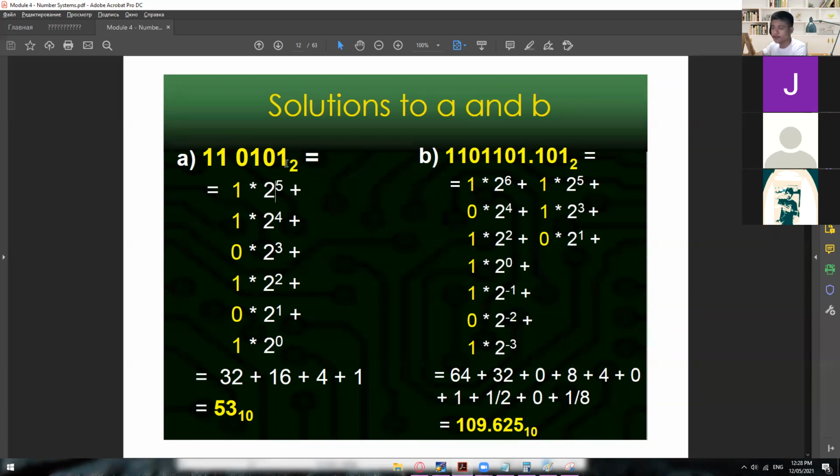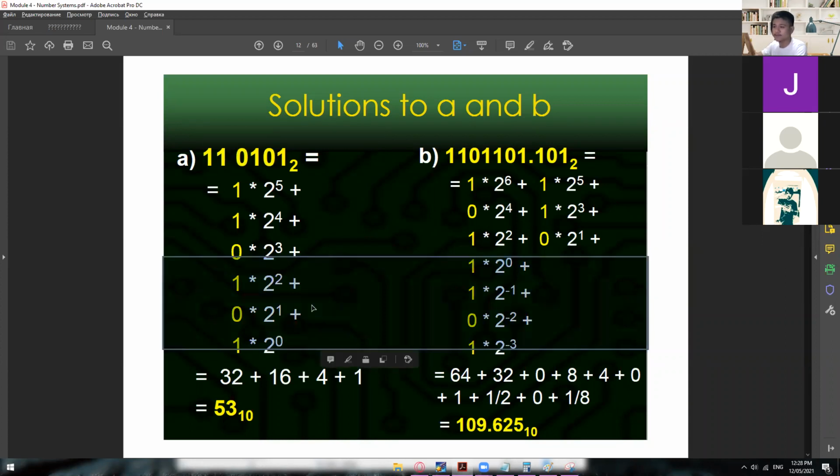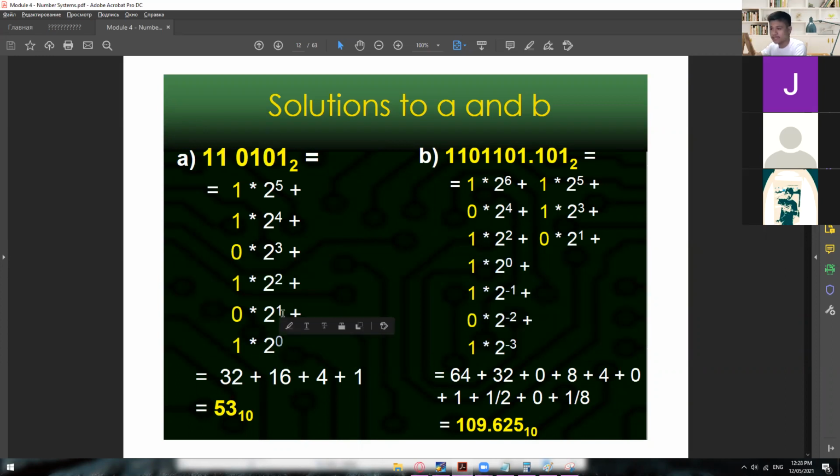And then starting from here, since we don't have a fraction, you always start with the rightmost side if it doesn't have a decimal. So in here, this one starts with raised to 0, raised to 1, raised to 2, 3, 4, and then 5. That's the reason why we have these exponents right here. So 0, 1, 2, 3, 4, 5. And then just add everything, and you will get this result. So that is from binary into decimal.